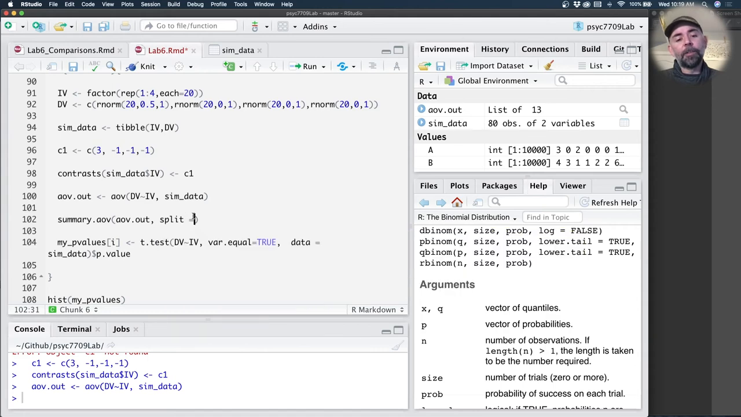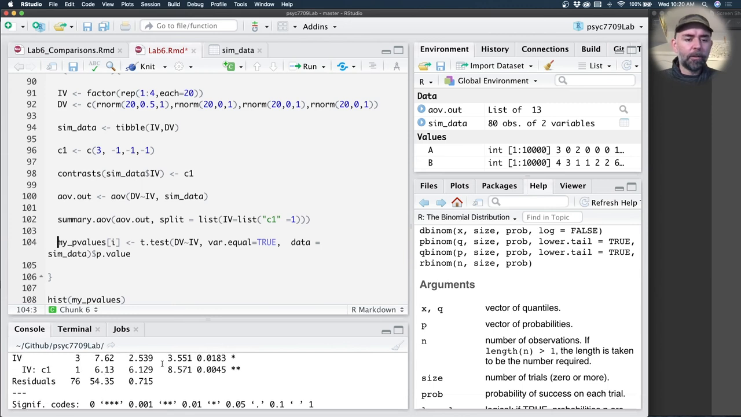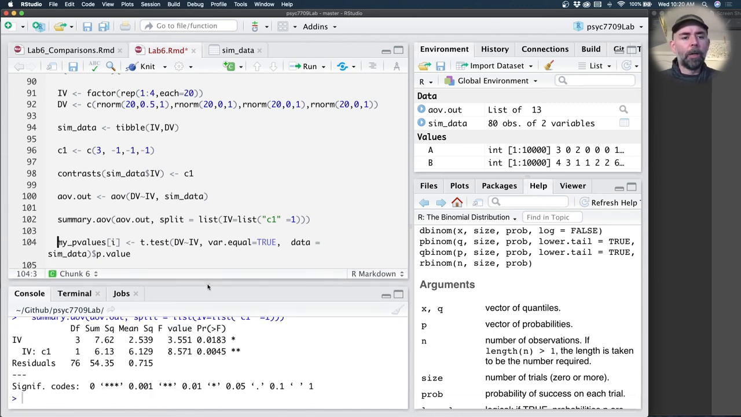I remember there's a split function and a list, the name of the independent variable, which is IV. And then this is another list. Is this right? Oh my God. Something like this. Did I get it? Okay. Whew. Wow. All right, so there's our syntax we need to get that linear contrast in there and get it to print out.